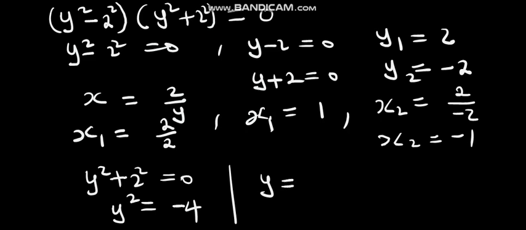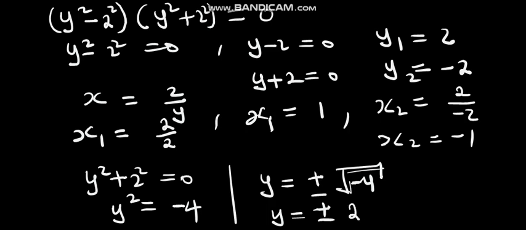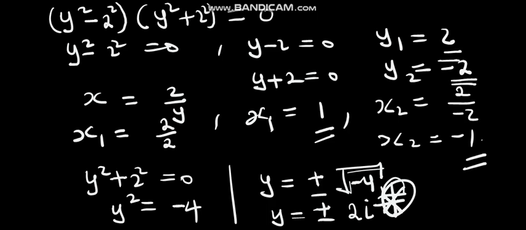So y is equal to plus or minus the square root of negative 4. If we have this, we shall get a complex number, because the square root of negative 1 is what? i. Therefore, it will be 2i. Remember, they've told us that x and y are real. Therefore, this y shall be terminated out of the solution, and we shall have our x1 as 1, our x2 as negative 1, our y1 as 2, and our y2 as negative 2.